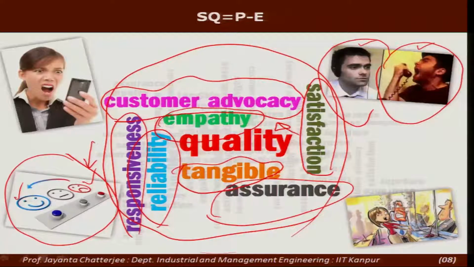Assurance will mean employees who instill confidence in customers, making customers feel safe in their transactions, and employees who have the knowledge to answer questions. Responsiveness will mean keeping customers informed when service will be performed, prompt service to customers, willingness to help customers, and readiness to respond to customers' requests. And finally, reliability will mean providing service as promised, dependability in handling customers' problems, performing services at the promised time, maintaining error-free records, and so on.